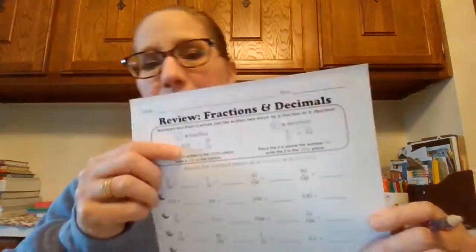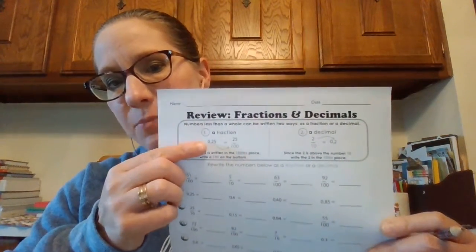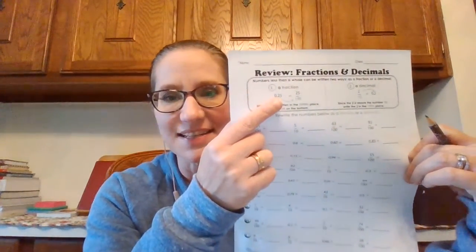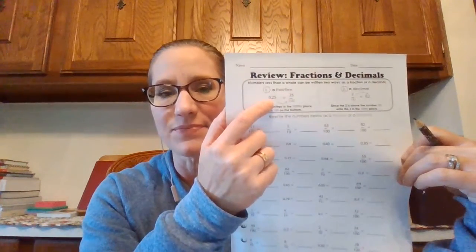Numbers less than a whole can be written two ways, as a fraction or a decimal. So they did a fraction over here. They have 0.25 is the same as 25 over 100. Now, this should remind you of something when you see a decimal like this: 25 cents, right? 25 pennies out of 100 is 25 cents. What coin do we use to represent that? You guys know it's a quarter, right? So you could also write this fraction as a quarter, but that's a little bit more that we'll do a different day.